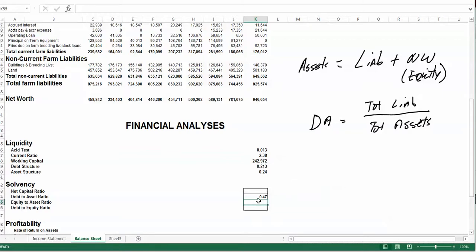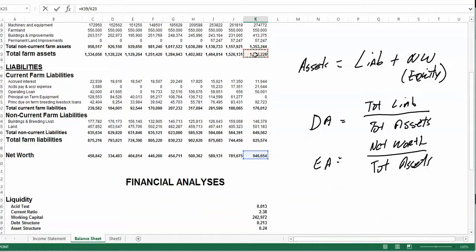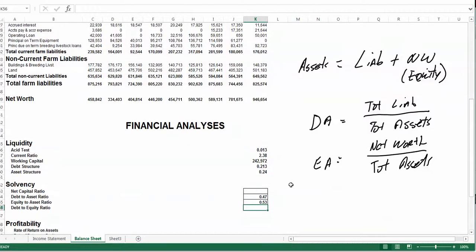Now you know immediately that this equity to asset ratio needs to be 0.53 if you're doing things correctly, because the debt and the equity have to add to assets. But we'll go ahead and do the arithmetic. The equity to assets is equal to net worth, which is equity, divided by total assets. All right, so we'll go right here. We'll type equals, and we'll go to net worth, and we'll divide that by total asset value, and we hit enter. There's the 0.53.